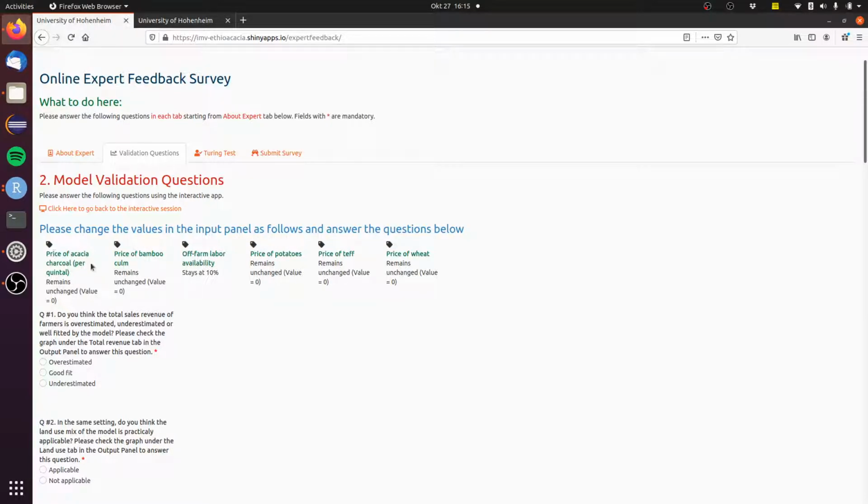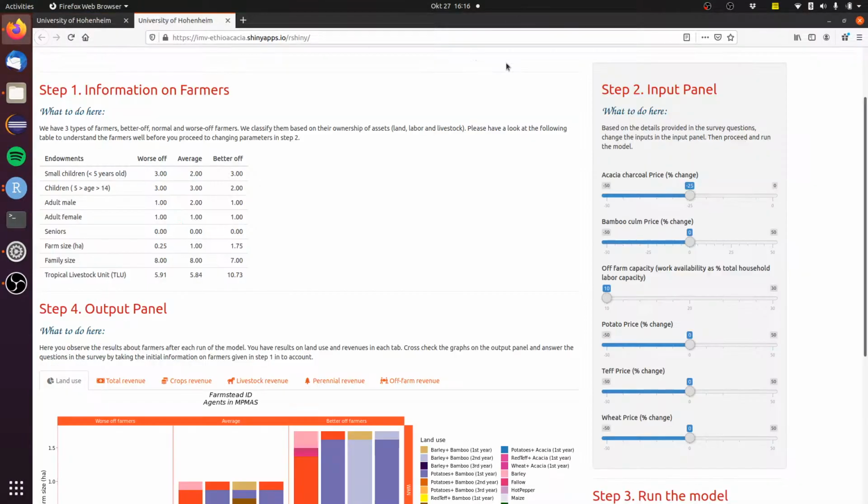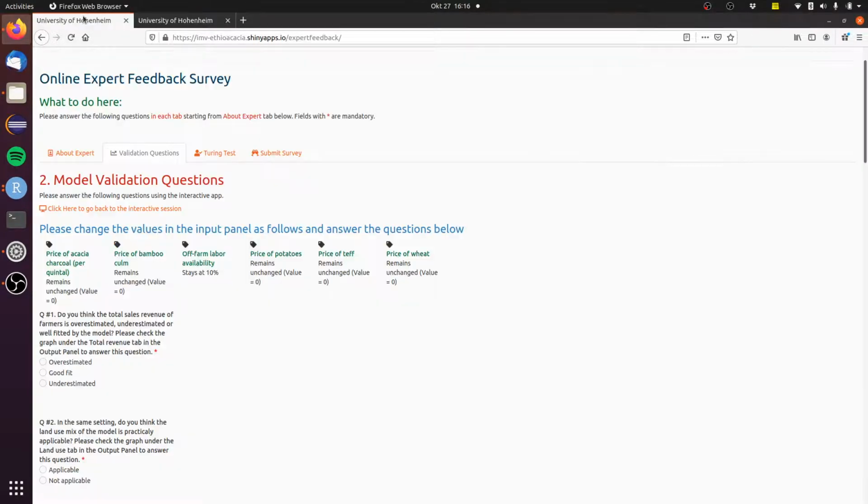So we have the price of acacia charcoal here, the price of bamboo culm, the off-farm labor availability, and the values are provided underneath. So for example, the price of charcoal per quintal is 0, or it remains unchanged. The percentage change is 0 or it remains unchanged. So we go to here and we put the price of charcoal to be 0, like this. So it will be like this, and we do the same for all the parameters that we have.